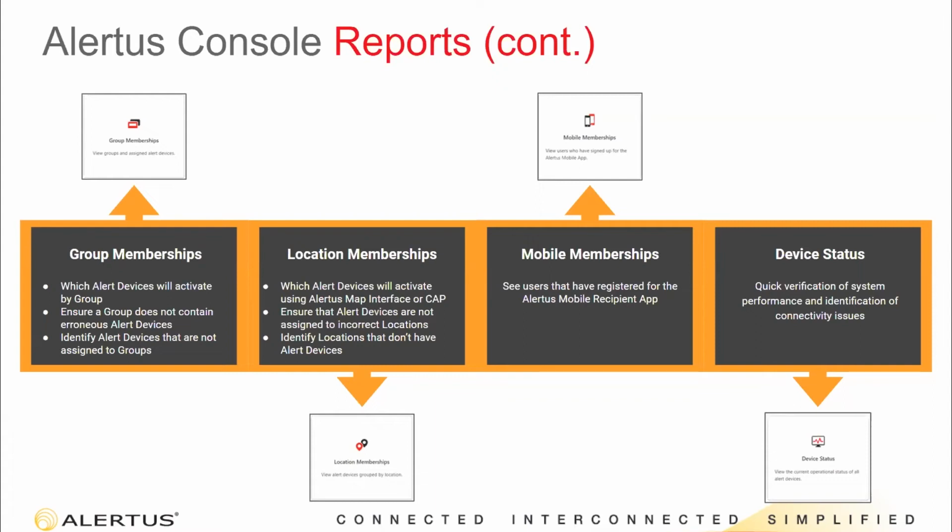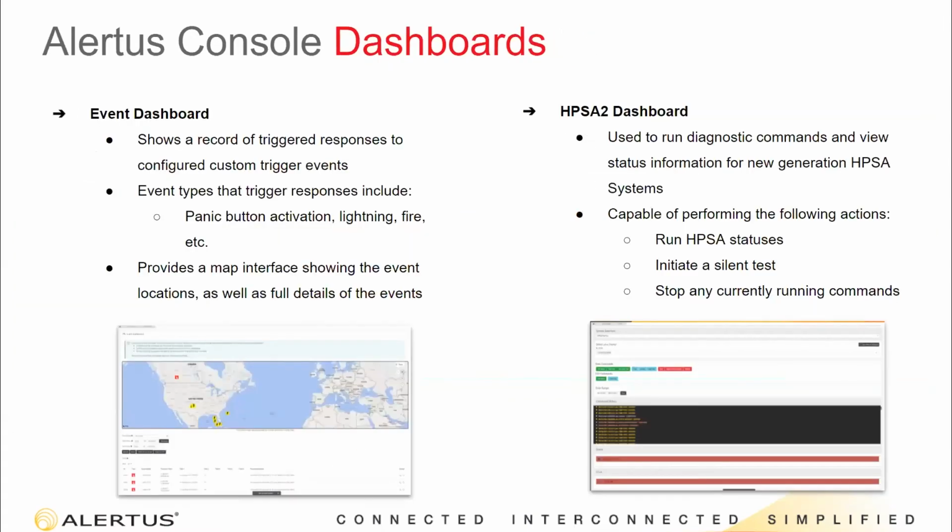And the device status report is probably one of the most used and important reports, as it is used to check those heartbeats of devices checking into your server. So all alert devices check into your Alertus server. It creates what we call a heartbeat, and the device status report allows you to see if everything is functioning, any issues with connectivity, and etc.